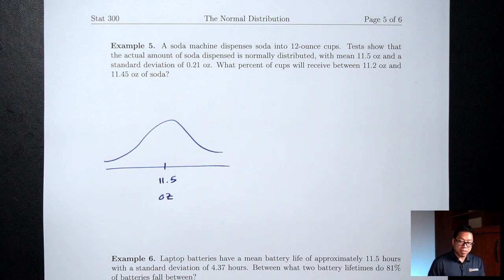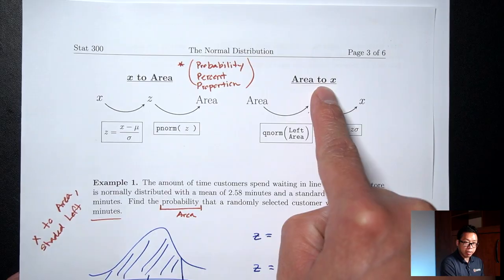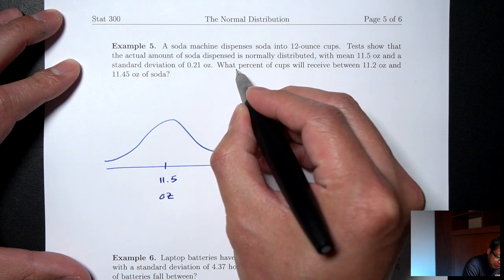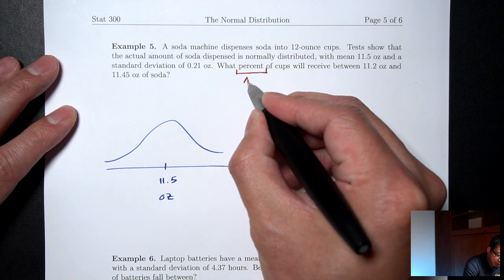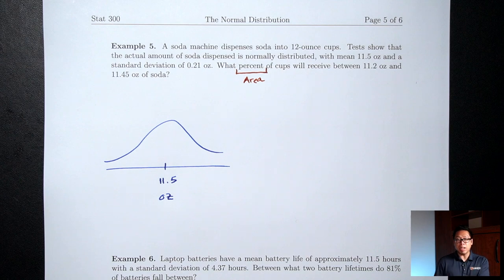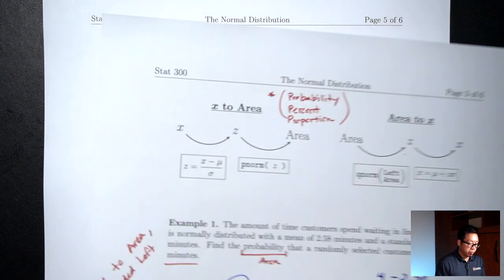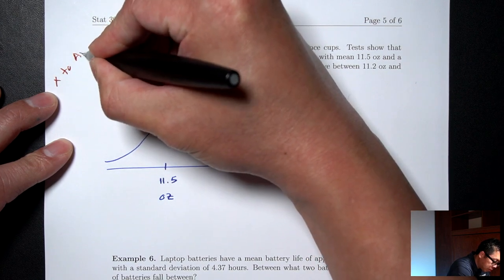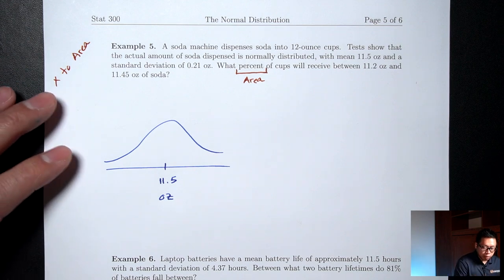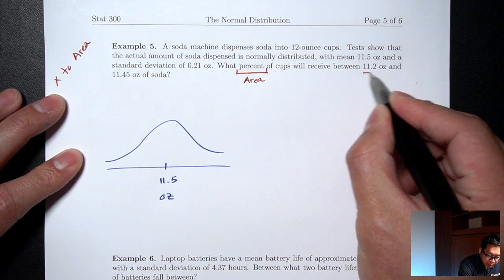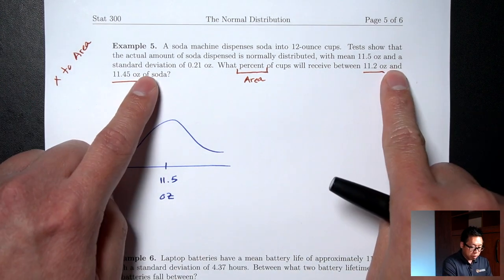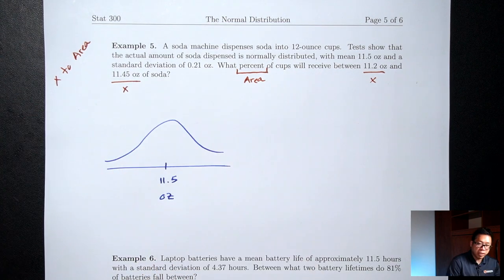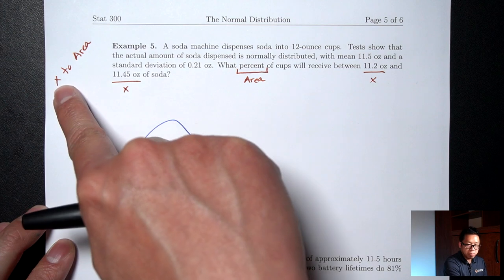Next thing we need to decide is whether this is an x to area or an area to x. The way I usually figure that out is to read the question. What percent? Percent is one of those P words that refer to area. So this is asking what area. I want area as the final answer here. So which one ends with an area? X to area. So this one has to be an x to area. Another way to think about it is to look at what else I'm giving you in that question. I'm giving you 11.2 ounces and 11.45 ounces. Ounces, we said, was on the x-axis, so both of those are x's. I'm giving you these x's to start with. So which one starts with an x? X to area.